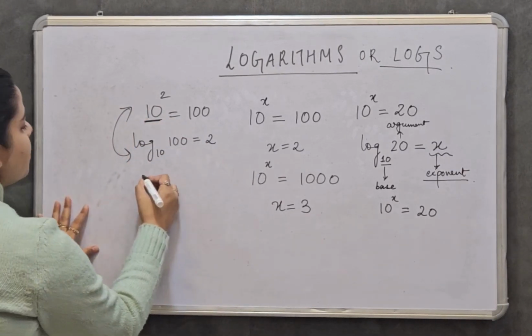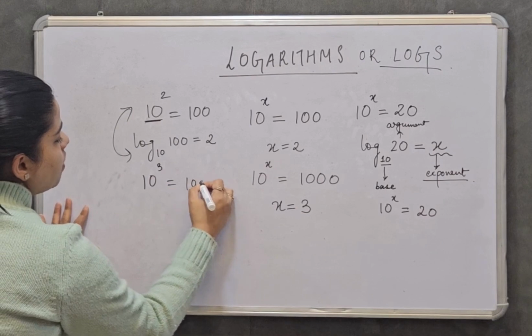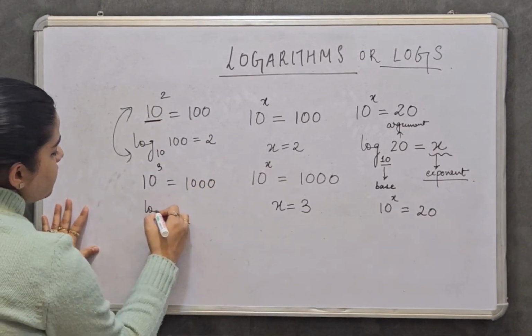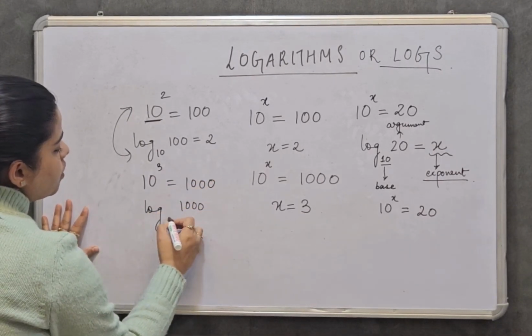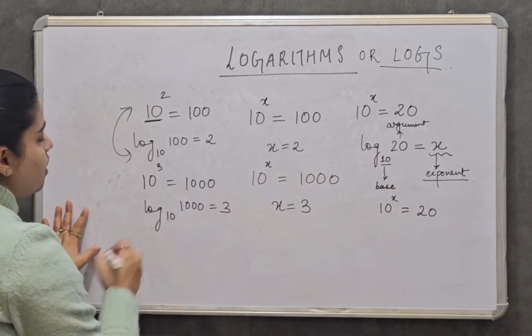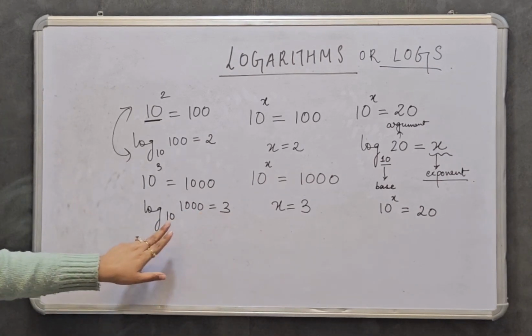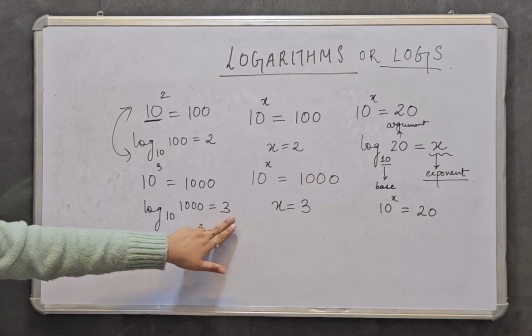Similarly, if we have to write 10 cubed is equal to 1000 in logarithmic form, we write it as log of 1000 to the base 10 is equal to 3. We can confirm it by seeing that 10 raised to the power of 3 equals 1000.